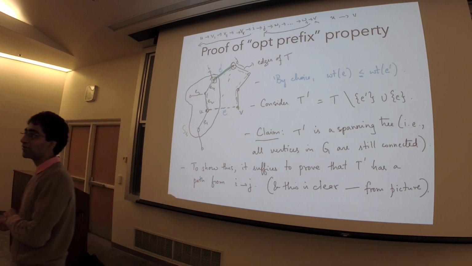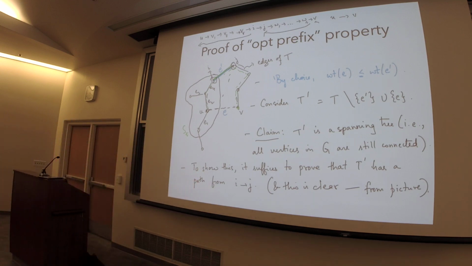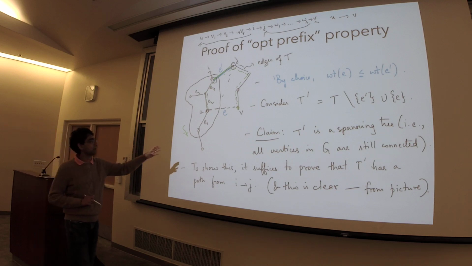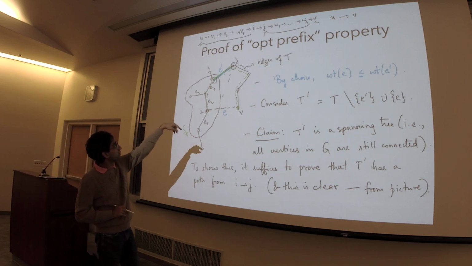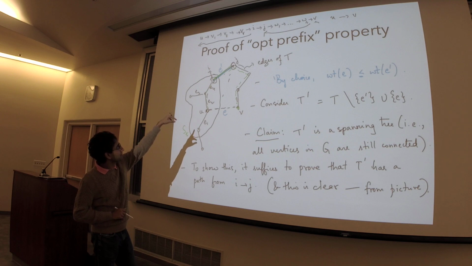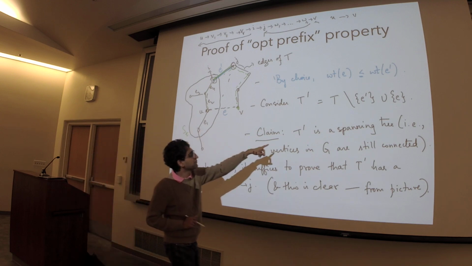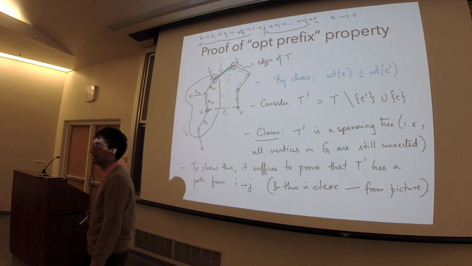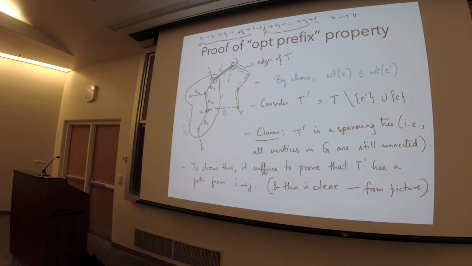This is the sort of proof where you need to go look again at the proof and try to critique it and try to make sure that everything works out. But this is the basic idea: you look at the path, define E prime that way, and then you argue that this T prime that you define by removing that edge and adding E instead is still a spanning tree.